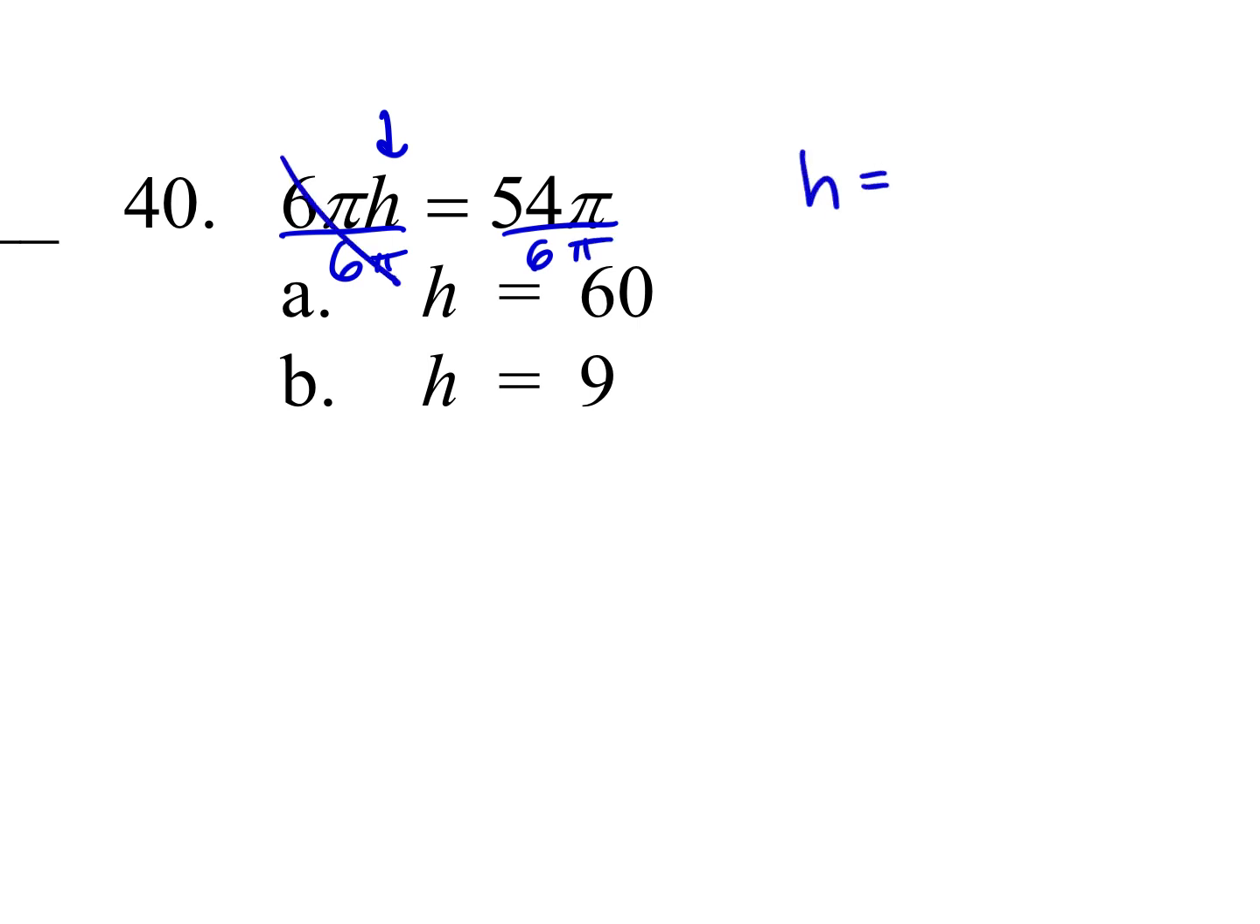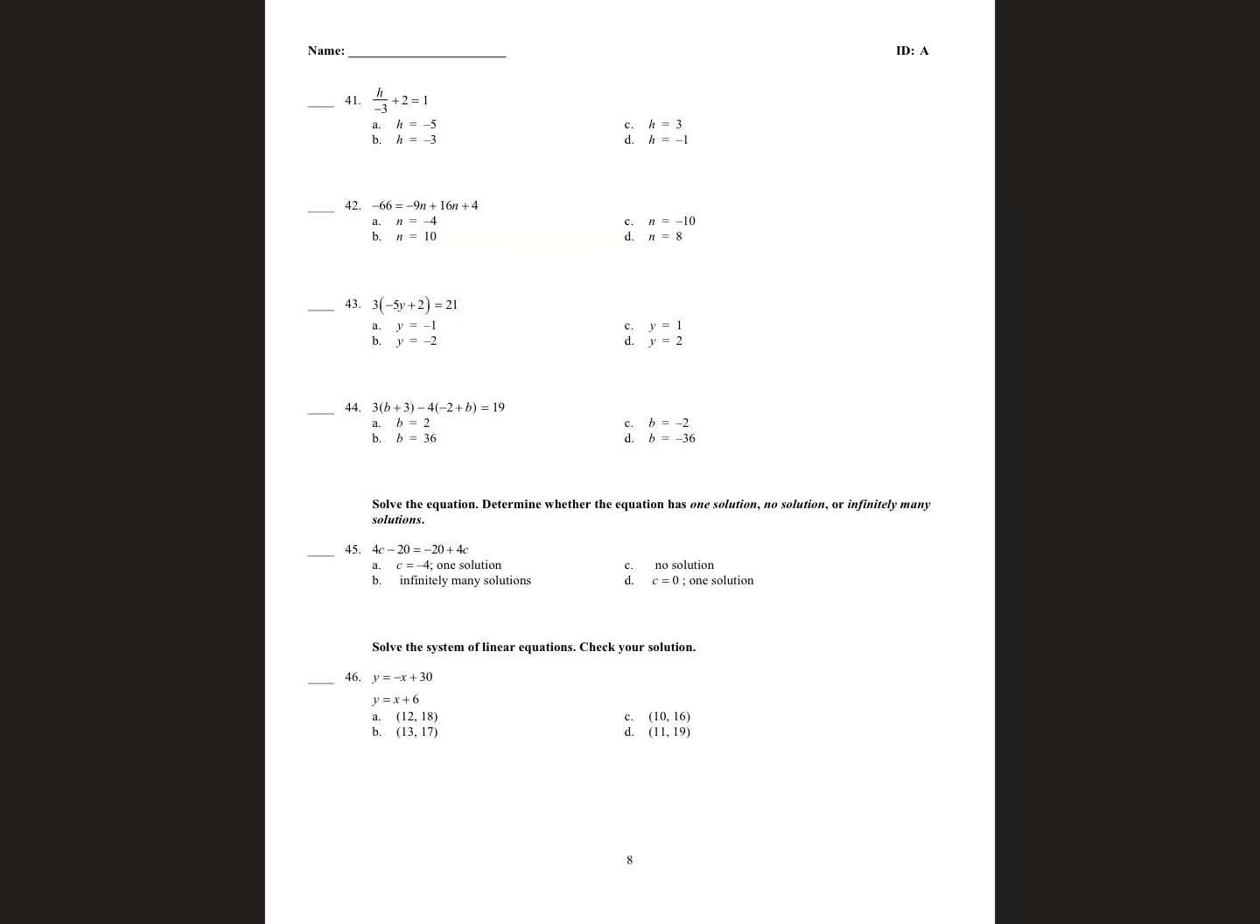So h is equal to 54 divided by 6, which is 9. And then the pi's just cancel. Pi divided by pi just goes away. So h is equal to 9. B. All right, let's look at 42.